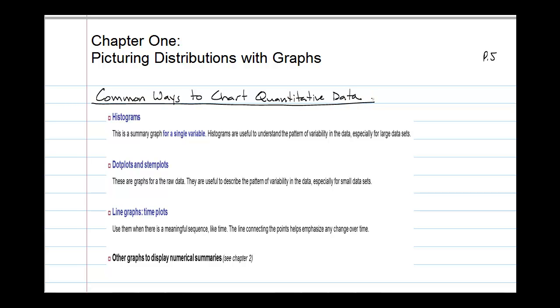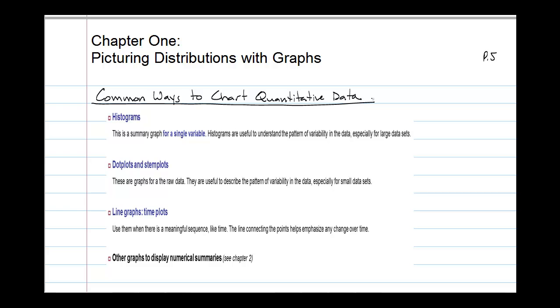Now when we talk about common ways to chart quantitative data, it might be a good idea to review what quantitative data means. Quantitative and numerical are interchangeable, and remember it's a numerical response that makes sense to find the arithmetic mean of. So, some common ways to chart quantitative data.